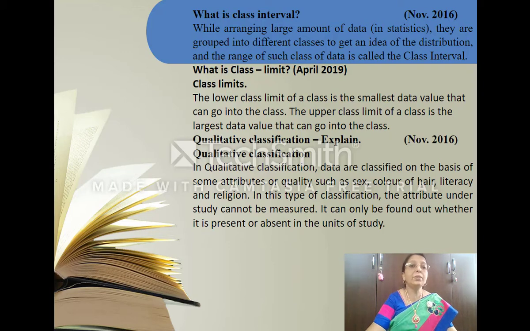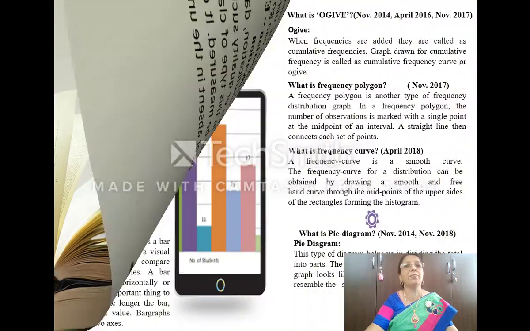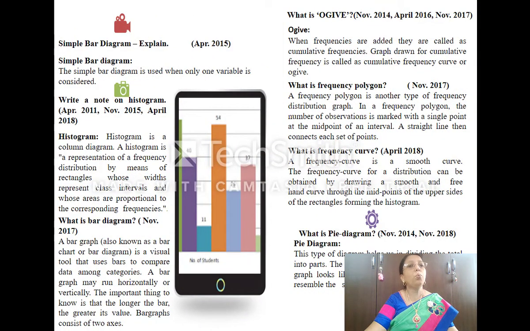So qualitative classification is also there. When data is classified on the basis of some qualitative attributes like sex, color of the hair, literacy, religion. So if it is based on any qualitative aspect and the quantitative aspect is missing, it is called qualitative classification of data.